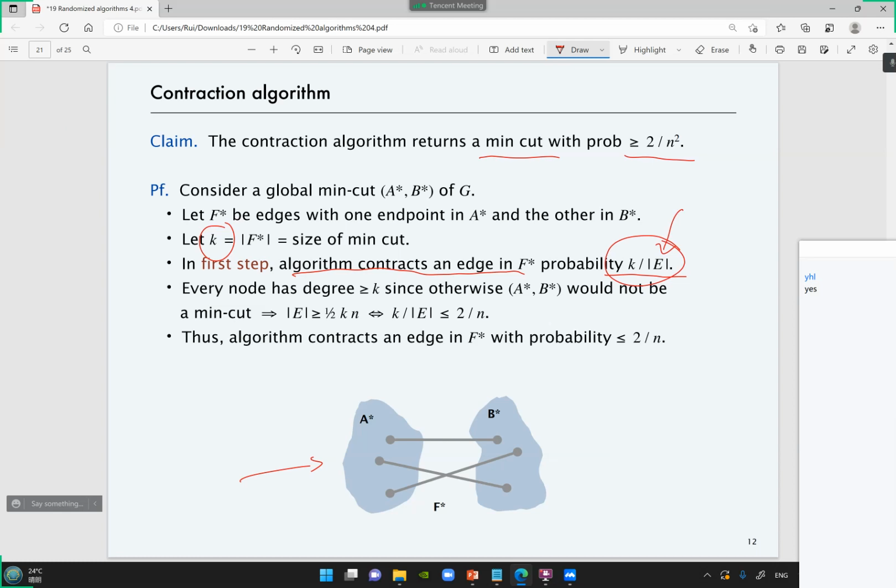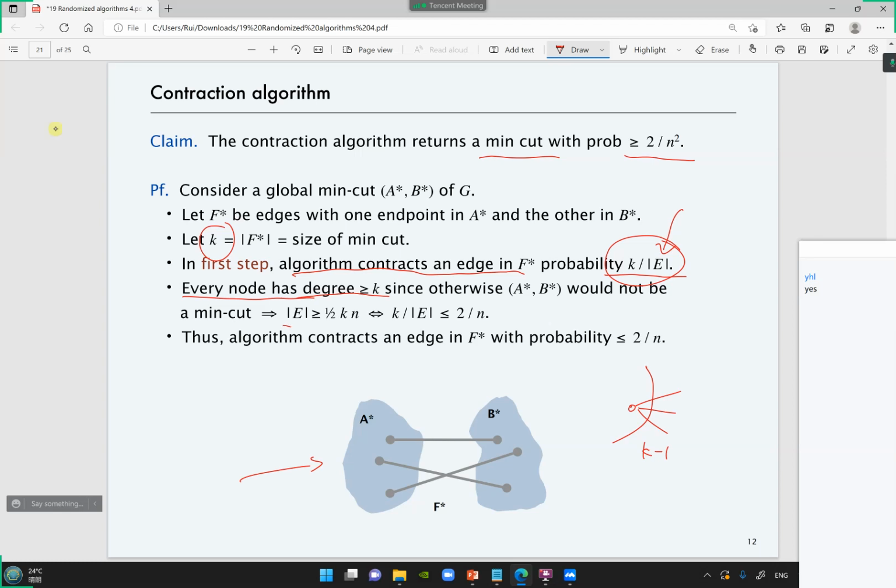Now, the key observation is that because your min-cut has size k, every node has to have degree at least k. This is because if you have a node with degree less than k, say this node has degree k minus 1, then you can just cut this node off, and that would only cut k minus 1 edges. That would already be a min-cut of size k minus 1, which is smaller than your min-cut of size k. So that's a contradiction. Therefore, you cannot have any nodes with degree less than k. So every node has degree at least k.